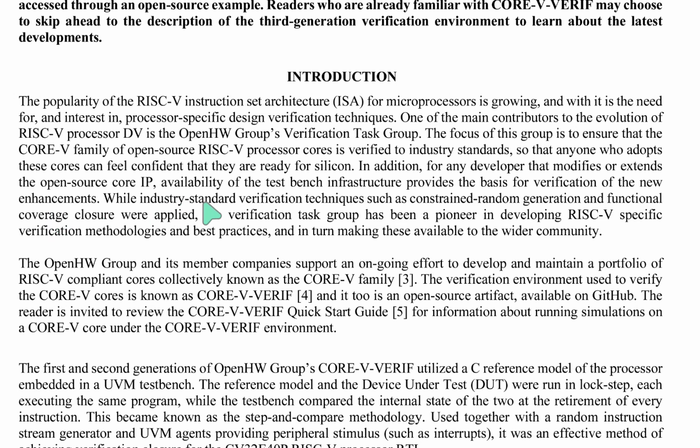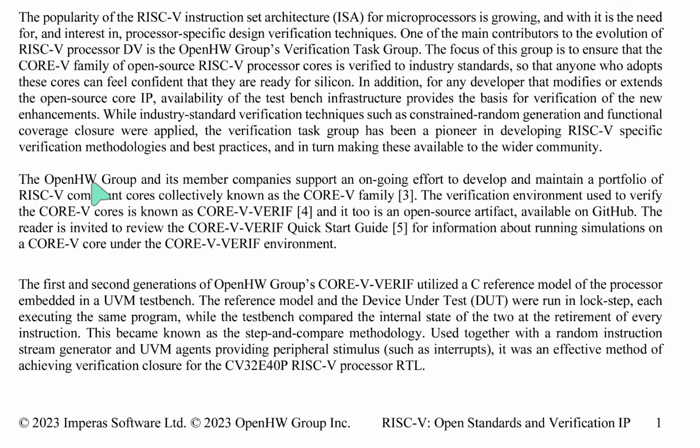While industry standard verification techniques such as constrained random generation and functional coverage closure were applied, the verification task group has been a pioneer in developing RISC-V specific verification methodologies and test best practices, and in turn making these available to the wider community. The Open Hardware Group and each member company is supporting an ongoing effort to develop and maintain a portfolio of RISC-V compliant cores collectively known as the CORE-V family.